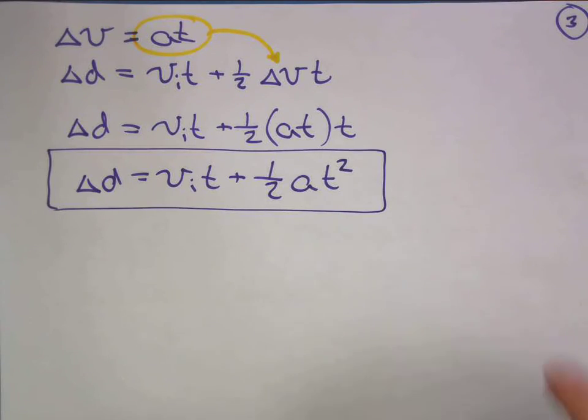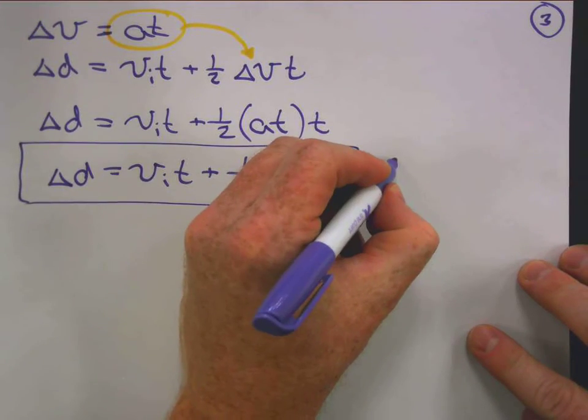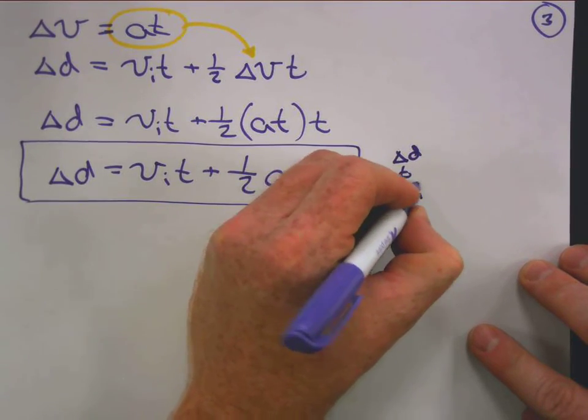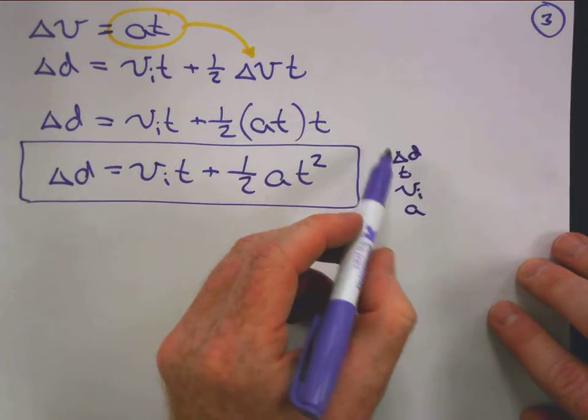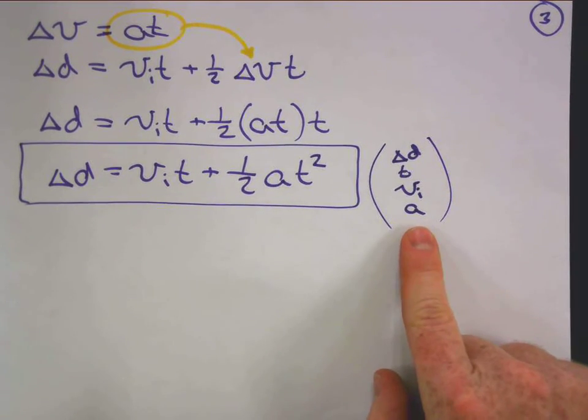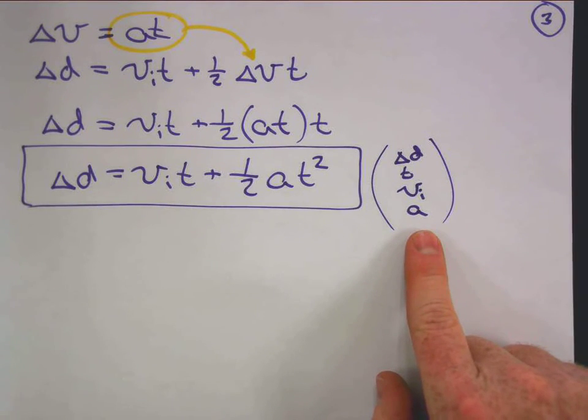So off to the side here, I'm going to make a note of this. It relates the displacement, it relates time, it relates initial velocity, and it relates acceleration. So it's kind of talking about those things in the equation, right? What does that look like? That kind of looks like how you would list information when problem solving.